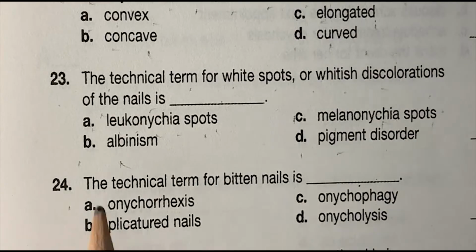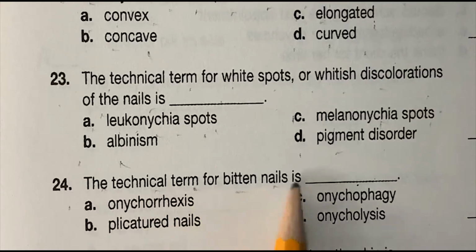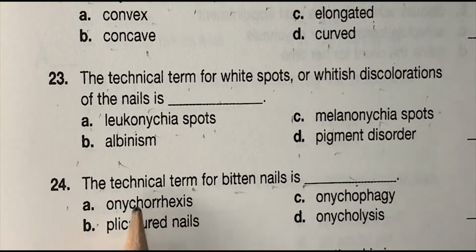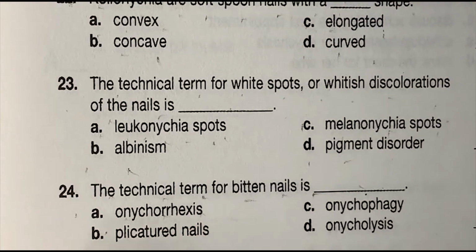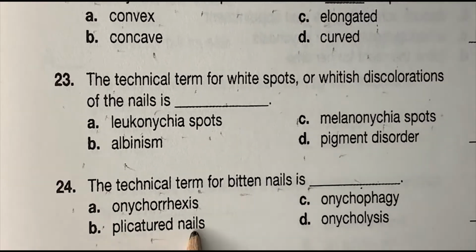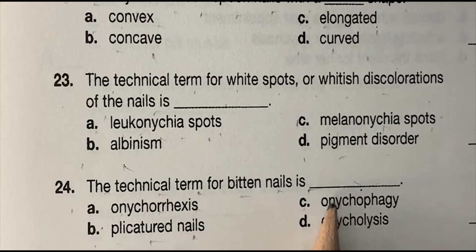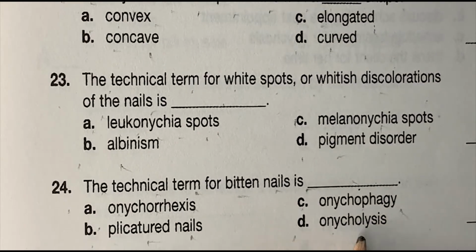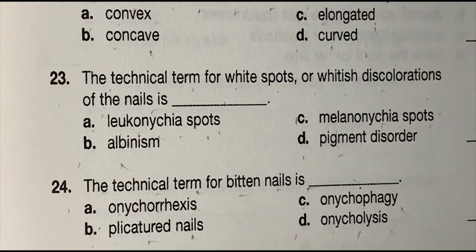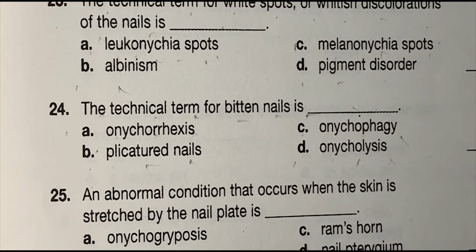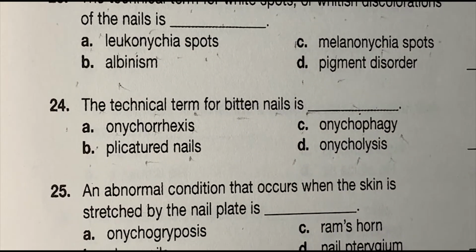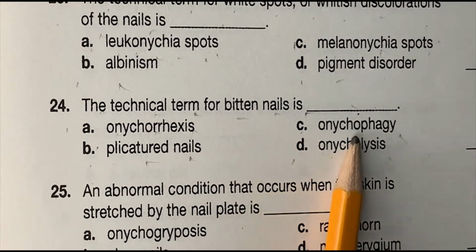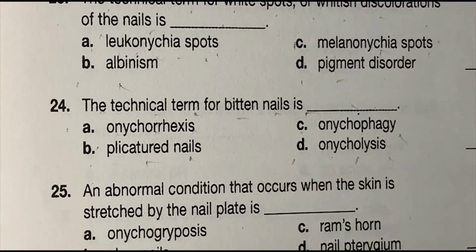Number 24, the technical term for bitten nails is blank. Is it A, onychorrhexis, B, plicatured nails, C, onychophagy, or D, onychosis? And your correct answer is C, onychophagy.